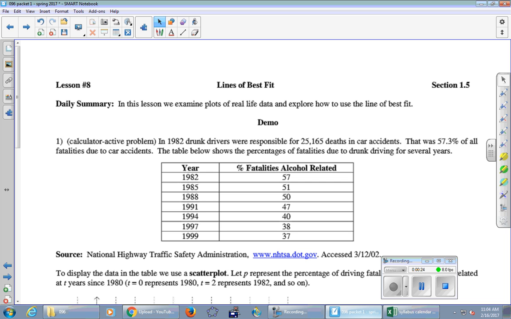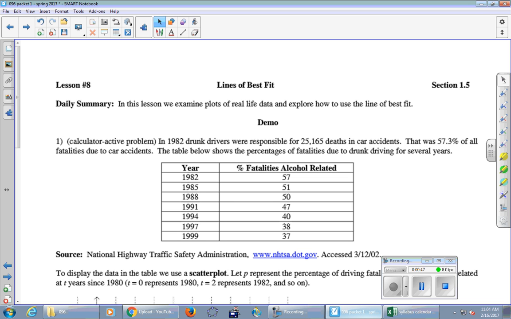In 1982, drunk drivers were responsible for 25,165 deaths in car accidents. That was 57.3% of all fatalities due to accidents. So of all the different ways that people died in car accidents that year, 57% of them were attributable to drunk driving. The table below shows the percentages of fatalities due to drunk driving for several years.